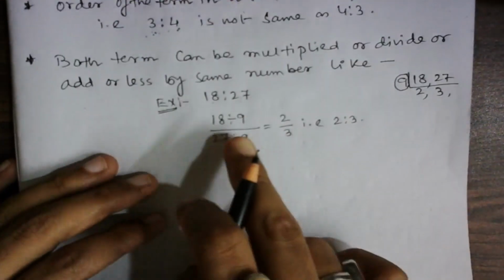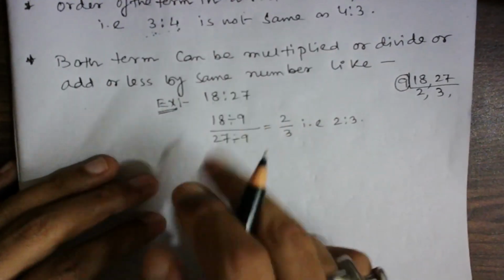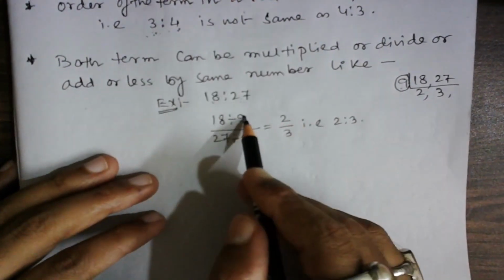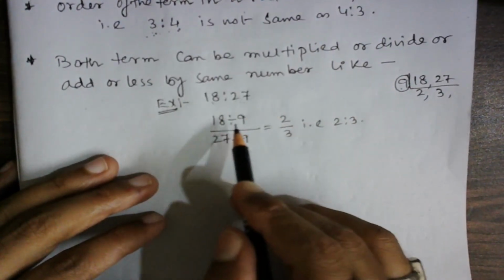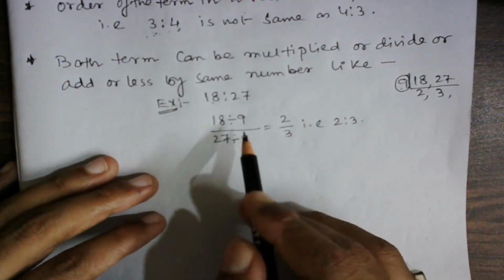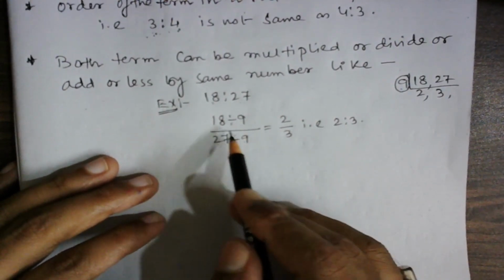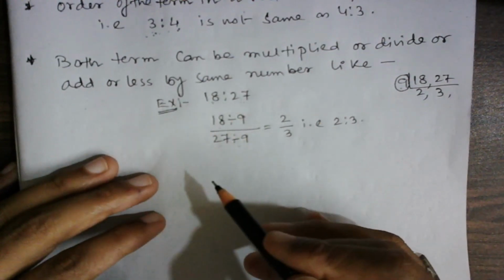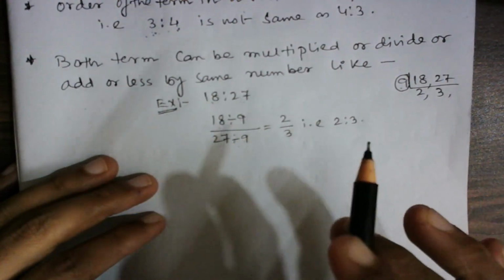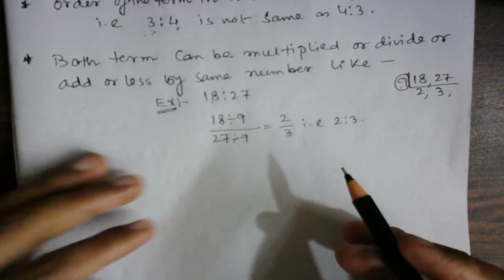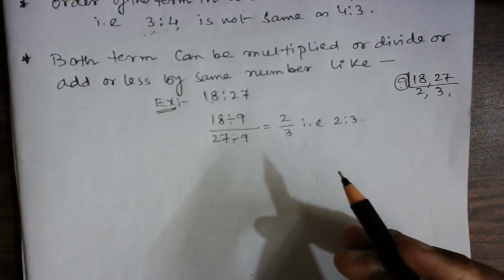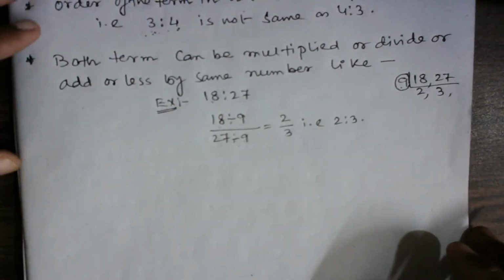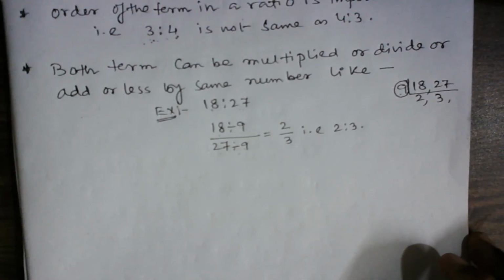See, when I divide by this particular 9, it has to be the same for 18 and 27. I am not dividing 18 by 9 and 27 by some other number. Both numbers should be the same. Whatever you are going to use to shorten the ratio, whether add, divide, multiply or subtract, you need to use the same number. That is what is important. So these four are very important points with respect to the ratio.